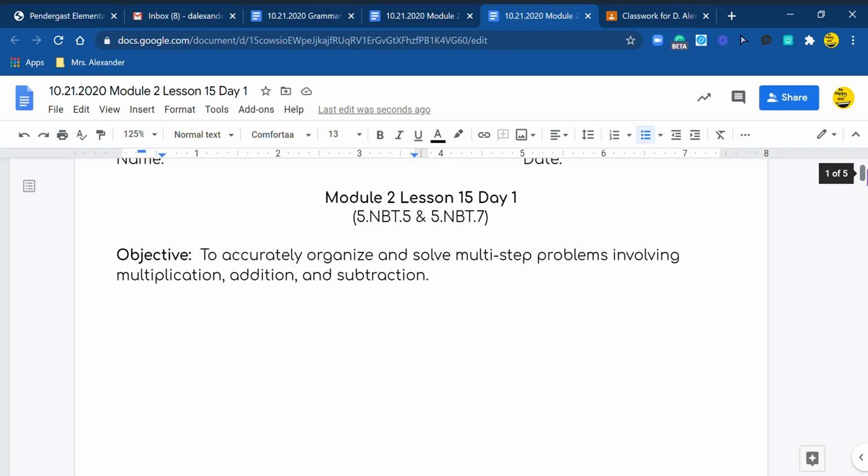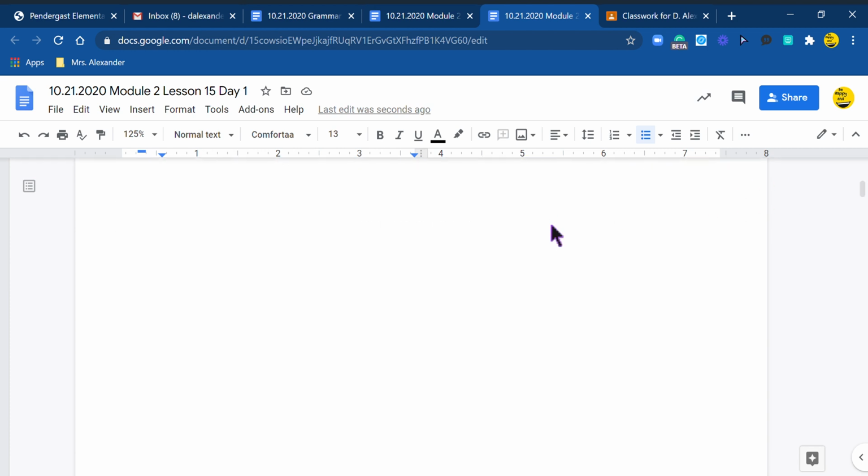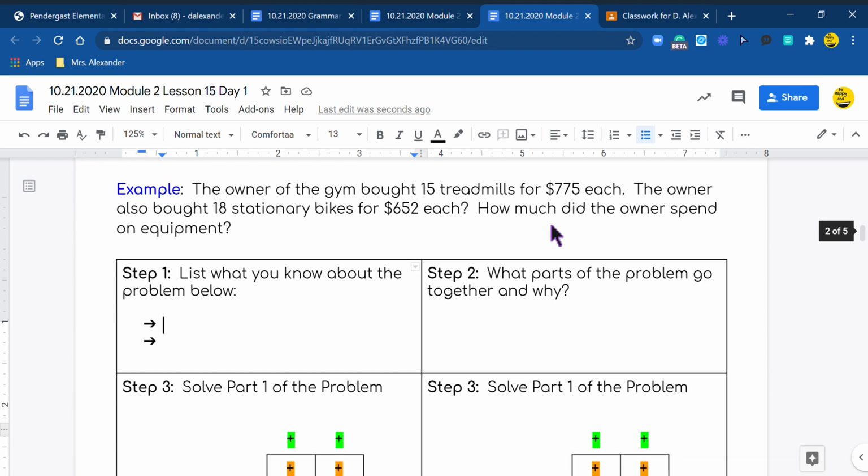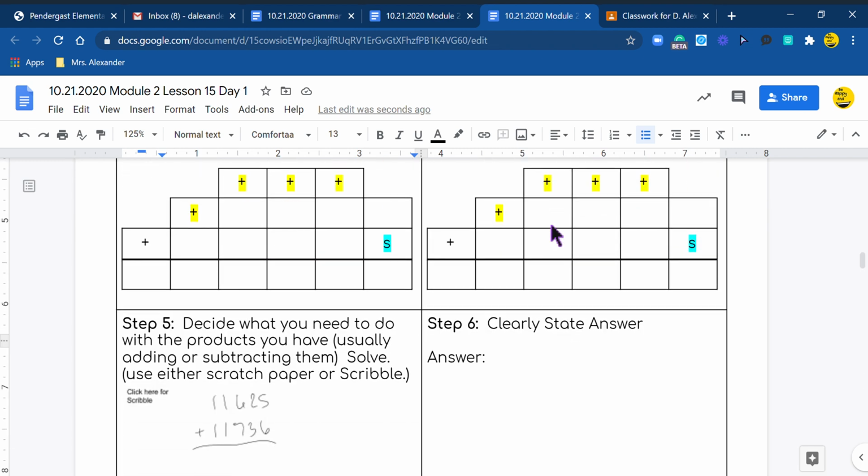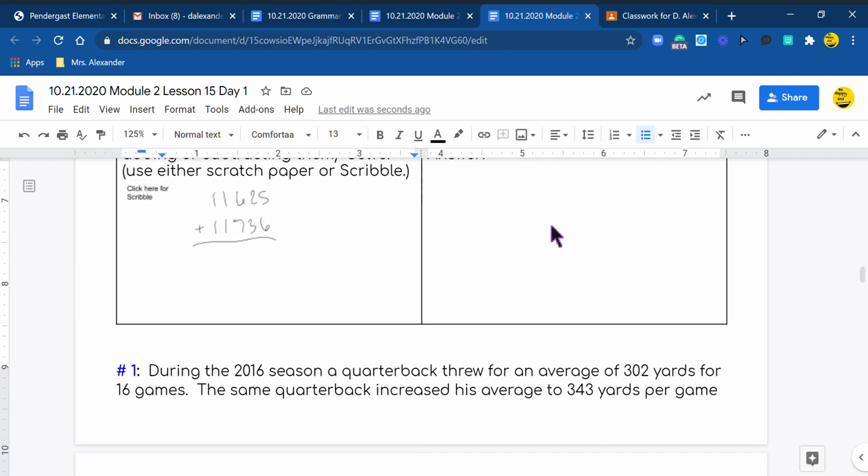This is Mrs. Alexander, and today we are starting Module 2, Lesson 15. We're going to have a few days of this. Now, we're going to actually organize and solve multi-step problems involving multiplication, addition, and subtraction. So we need to figure out how to do this and be successful. Now, I'm going to scroll down. If you notice, the problem's on one page, and it takes up the entire page.